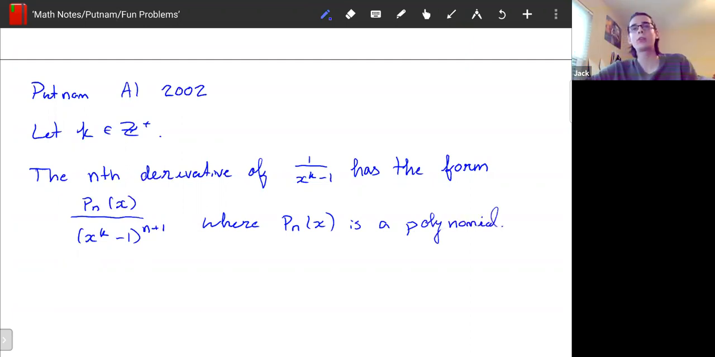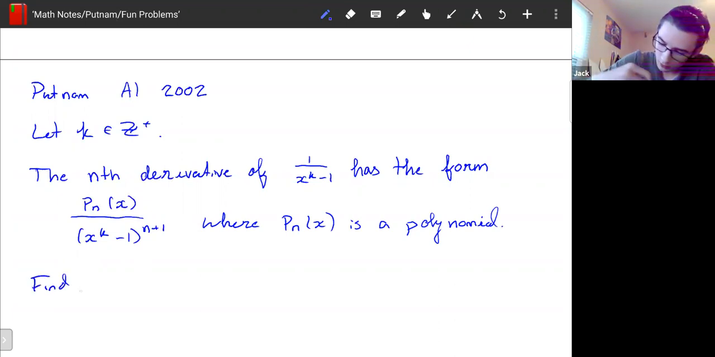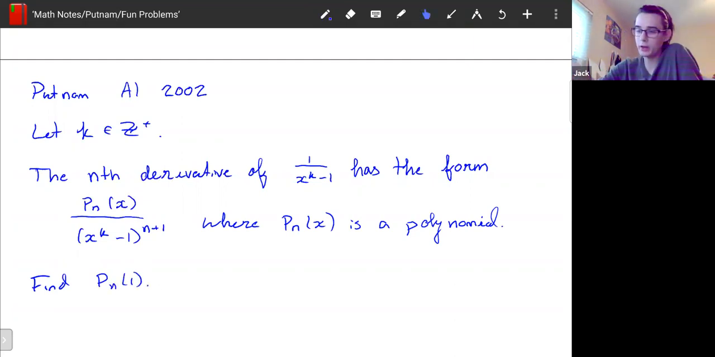And what we're tasked with doing is we have to find p sub n of 1, right? So whatever this p sub n is, we have to figure out what it looks like when it's evaluated at x equals 1.